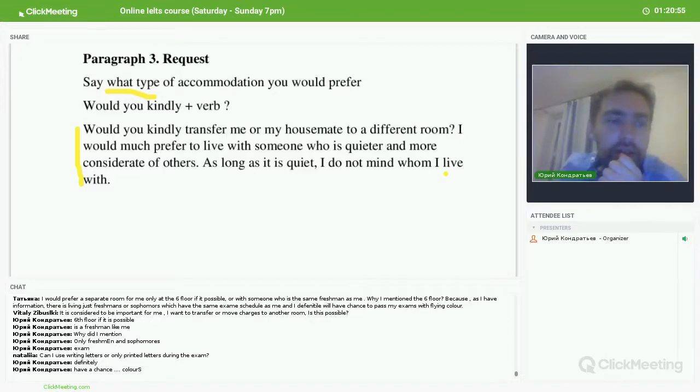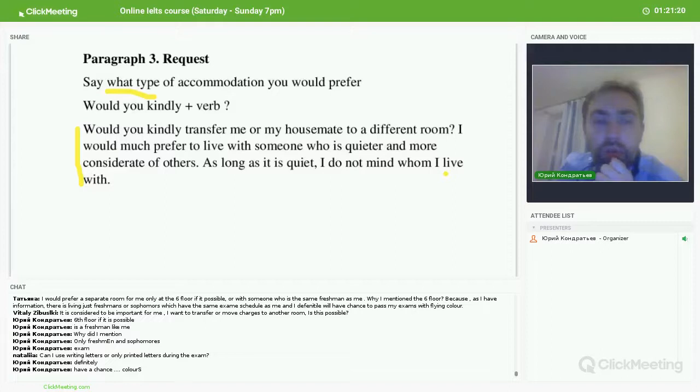Natalia, do you mean writing letters or only printed letters during the exam? What do you mean? When you're writing by hand or writing on a computer? Can you please explain what you mean by your question? Okay, I will have a chance to pass my exams with flying colors. Vitaly, it is considered to be important to me, not for me.